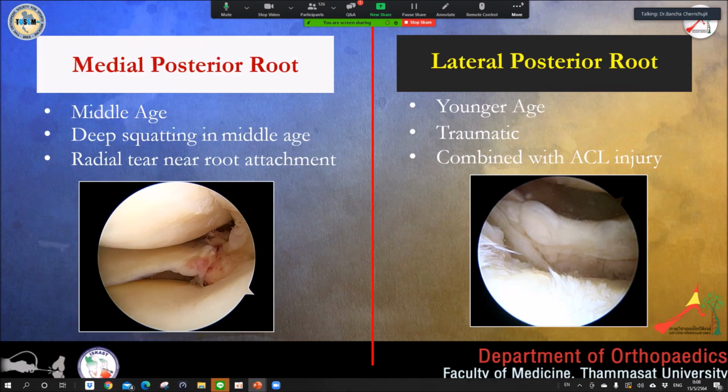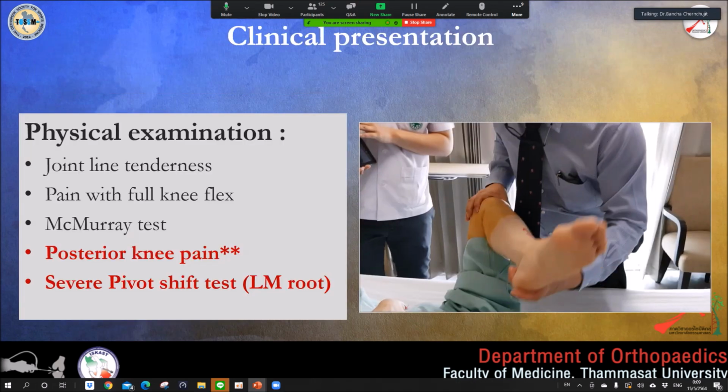For the medial meniscus root, it happens in middle age, around 50 years, and the mechanism of injury is always very trivial. Sometimes the patient cannot recognize the mechanism, like deep squatting in the toilet, missing a step, or a twist. Sometimes they can feel a pop, but most of the time there is no effusion in the joint. It's not like ACL. The lateral side is different. It happens in the young and is combined with ACL injury, and this kind of patient will have a severe positive pivot shift. So this is the difference between the medial root tear and the lateral root tear.